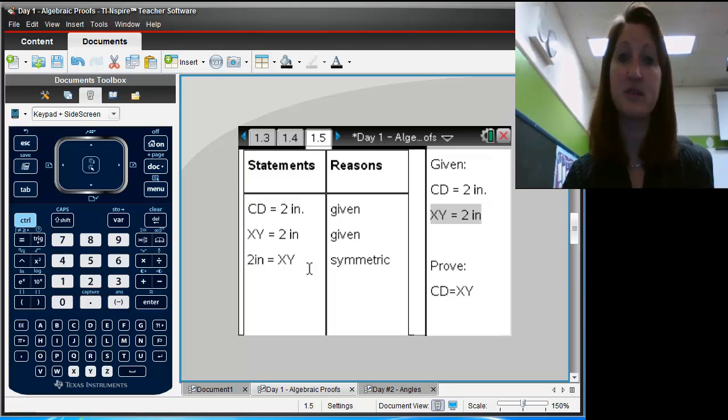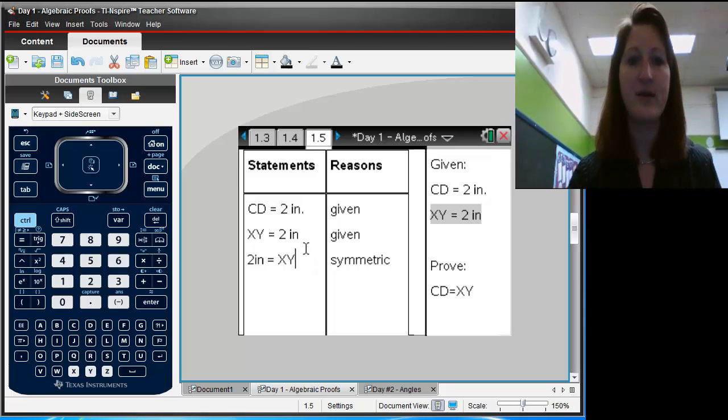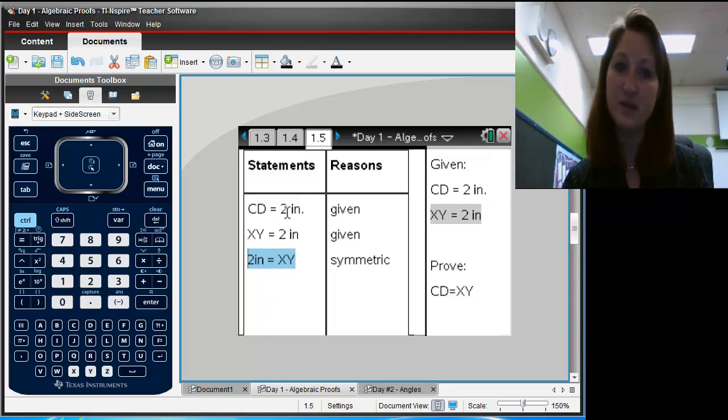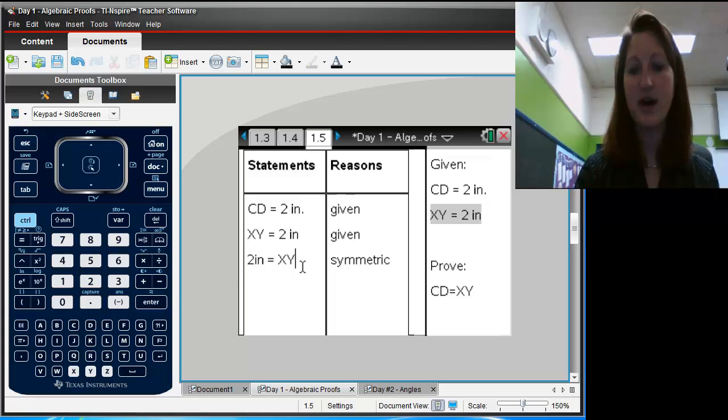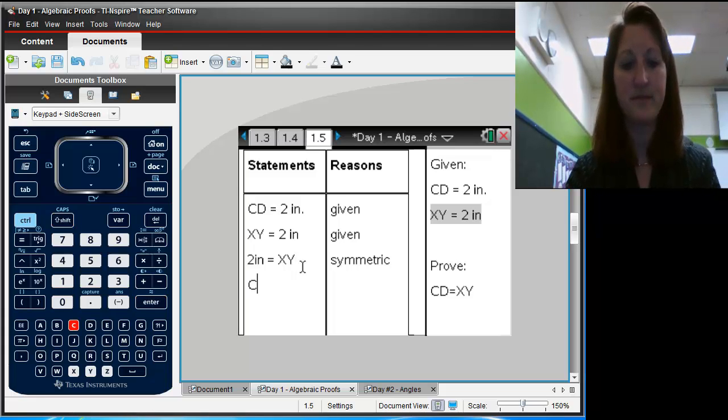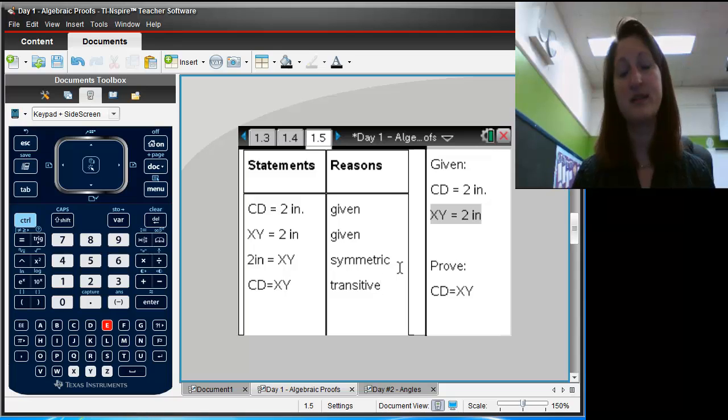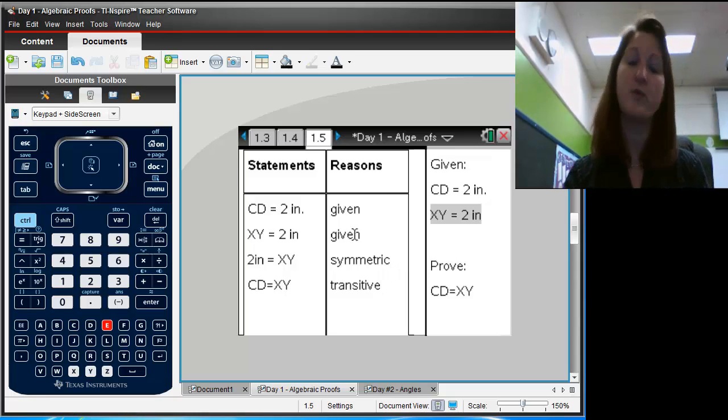So again, I write something down and then I give a reason. Now, if I take this first statement, CD equals 2 inches, and I take this third statement, 2 inches equals XY, I have the transitive property. CD equals 2 inches equals XY, so then CD has to equal XY, and that's the transitive property.